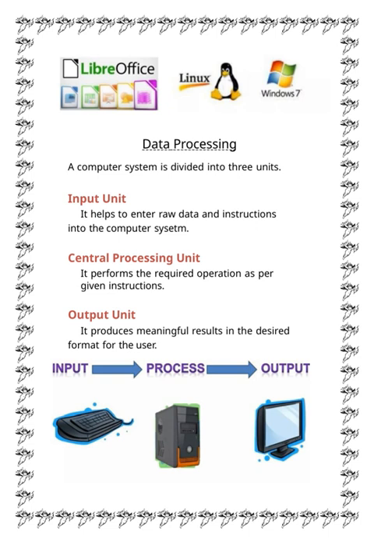Finally, there's the output unit. After the data has been processed, this unit produces meaningful results in a format that's useful for us, whether it's on the screen, printed out, or sent somewhere else. Understanding these three units helps us see how data flows through a computer, making the entire system work efficiently and accurately.